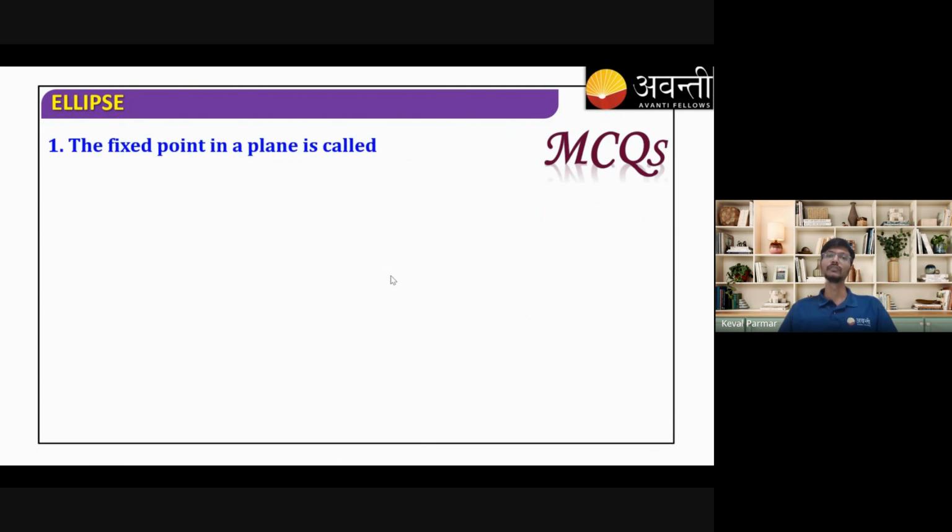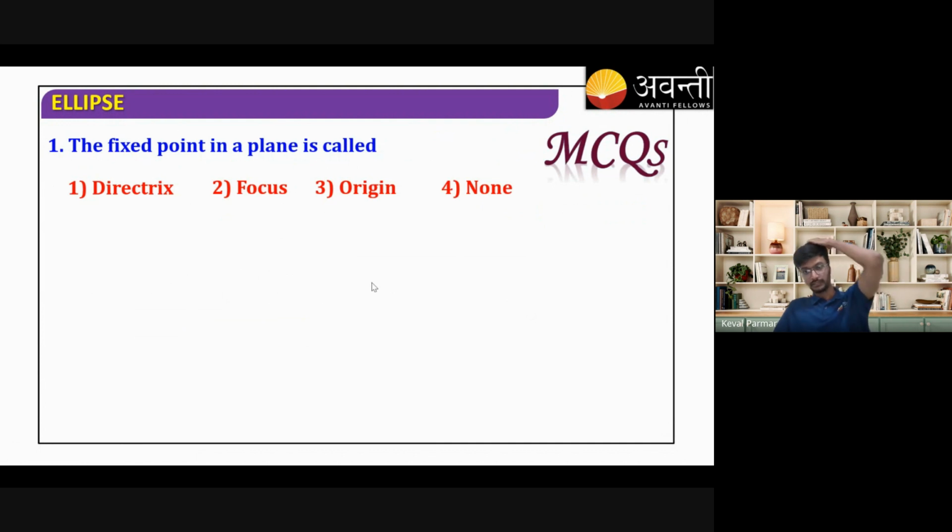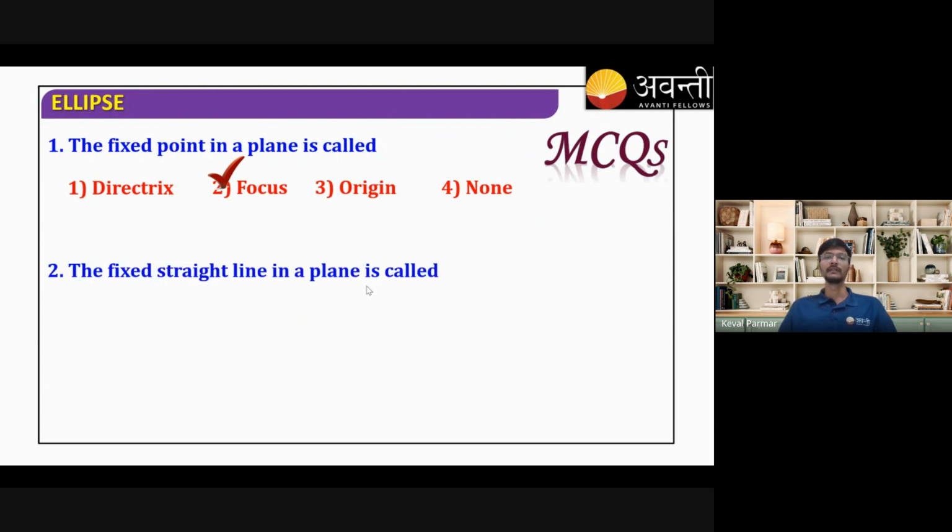What are the MCQs? The fixed point in the plane is called what? Write down in the chat box. We have studied it just now. The fixed point, superb, it is called the focus. The fixed line is called the directrix. Superb. So this was just basic MCQs. We have this pattern. Next.